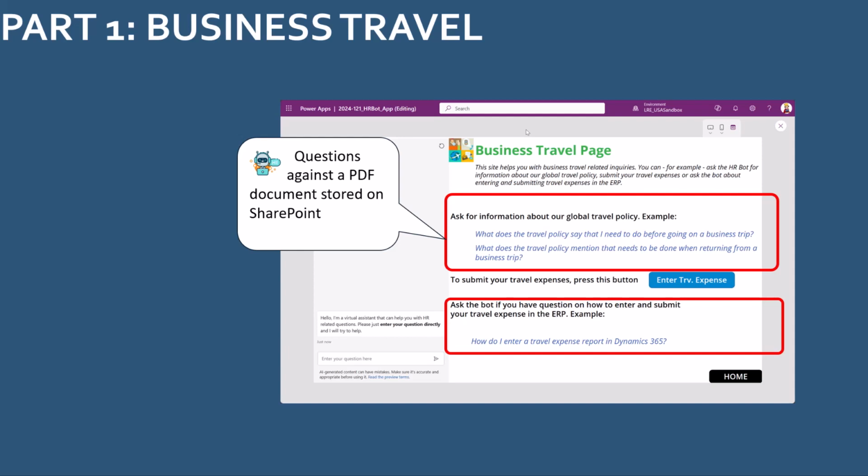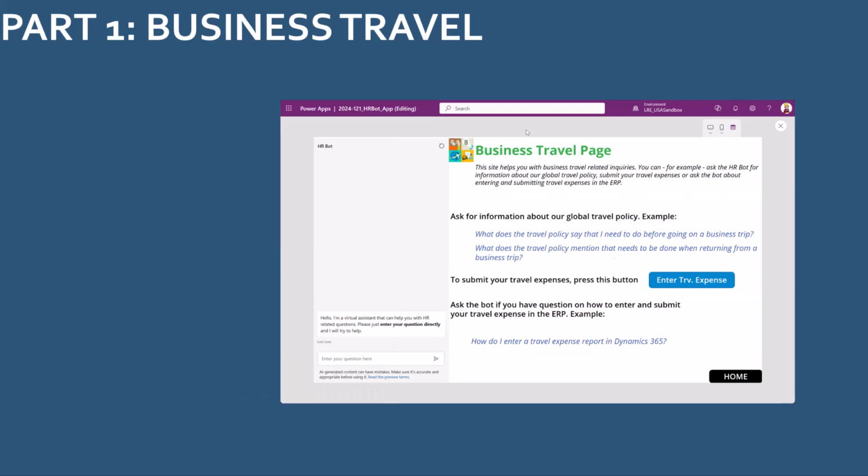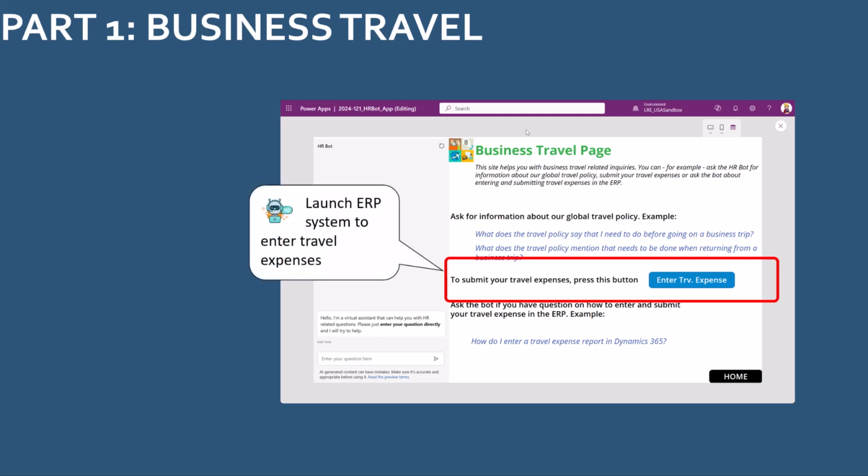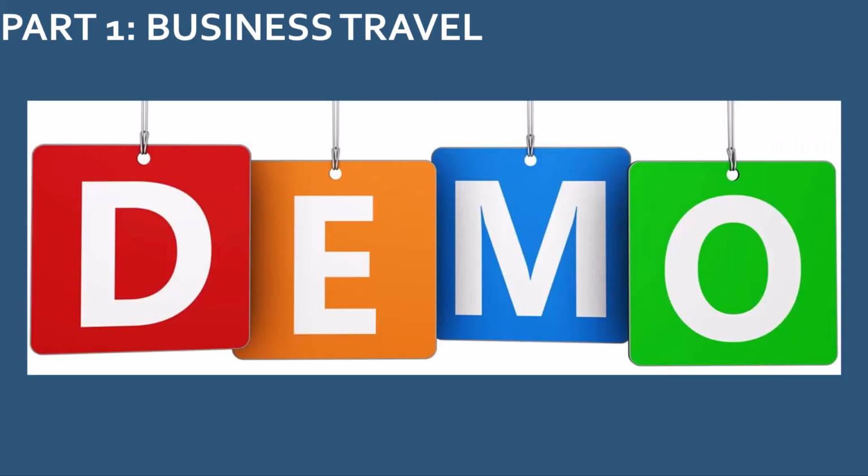into Microsoft Learn, because I want to show you how you can enter the expenses in an ERP system. In my case, it's Dynamics 365, but it can be SAP or any other system that you have. Then in the middle, I have just a button that opens my ERP system where you can record your travel expenses. After all of this intro talk, let's have a look at my system and check out how it works.